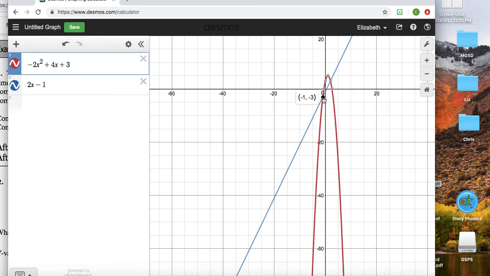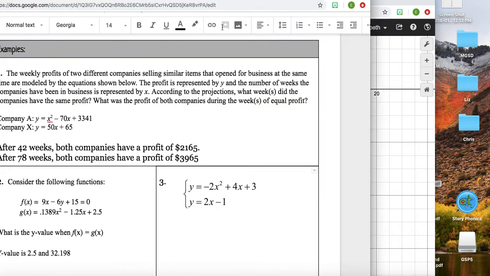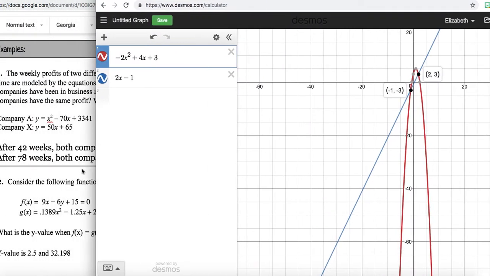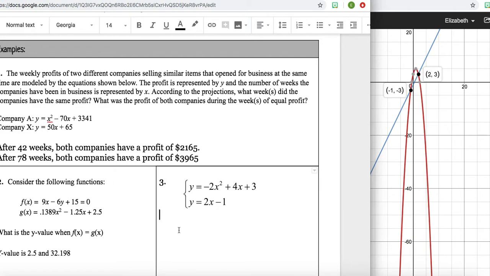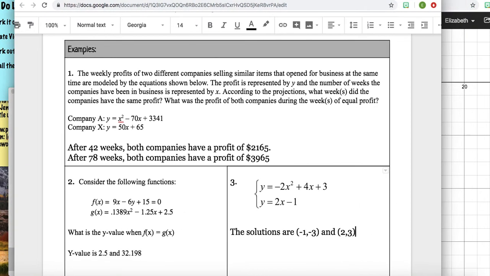So this graph is right there toward the middle. And I have 2 solutions. So it didn't ask you for x or y, it just asked you to solve, because that's what we're focused on in this section. So let's just write the solution. Let me go down a little bit. The solutions are, and put the whole ordered pair this time. So -1, -3, and 2, 3 are your solutions. And there's just no story involved with that one like there was on example 1.